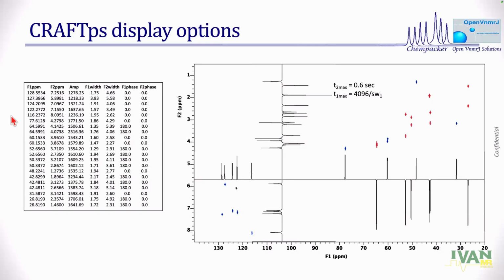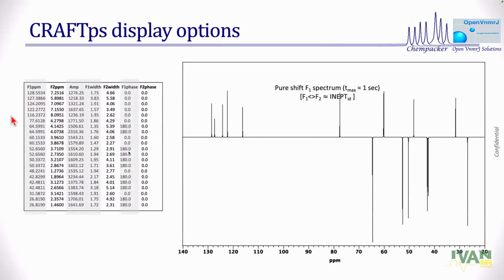I want to talk a little bit about displays. Here is the 2D CRAFT pure shift 2D CRAFT table. This is not a cabinet. It is a wall of two dimensions and two dimensions only. Rows and columns. That's it. I can generate a 2D. I can generate those projections. I can just take these 4 columns of this table and generate an INEPT type of result. That's a 1 second simulation.